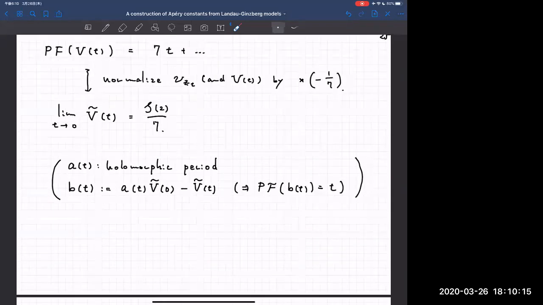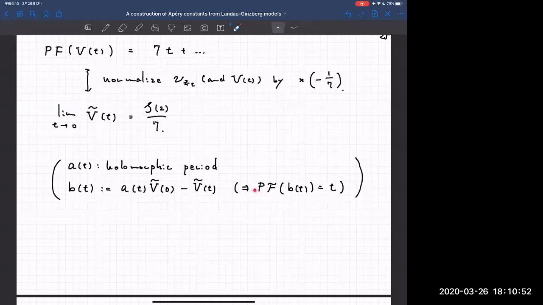So as a conclusion, we obtain a good higher normal function. And where are A_t and B_t? As I said, A_t originally comes from the holomorphic period, because the Picard-Fuchs operator applied to A_t equals zero. Then by using A_t, we can immediately recover B_t. B_t is just the difference of A_t applied to the limit V tilde 0 and V tilde t.